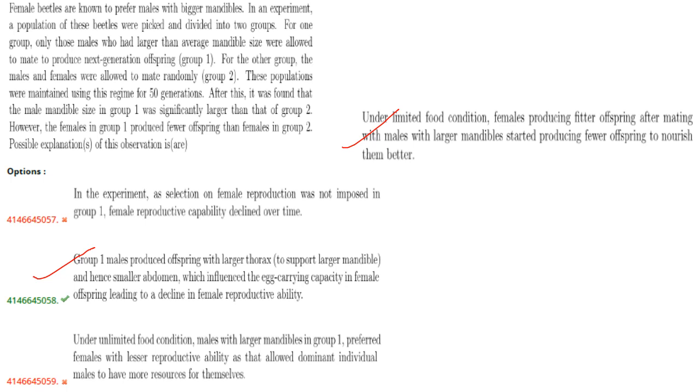Under limited food condition, males with larger mandibles in group 1 preferred females with lesser reproductive ability, as that allowed dominant individual male to have more resources for themselves. That is also not correct. Under limited food condition, females producing fitter offsprings after mating with males with larger mandibles started producing fewer offsprings to nourish them better. That would be more correct. So option 2 and option 4 are correct.